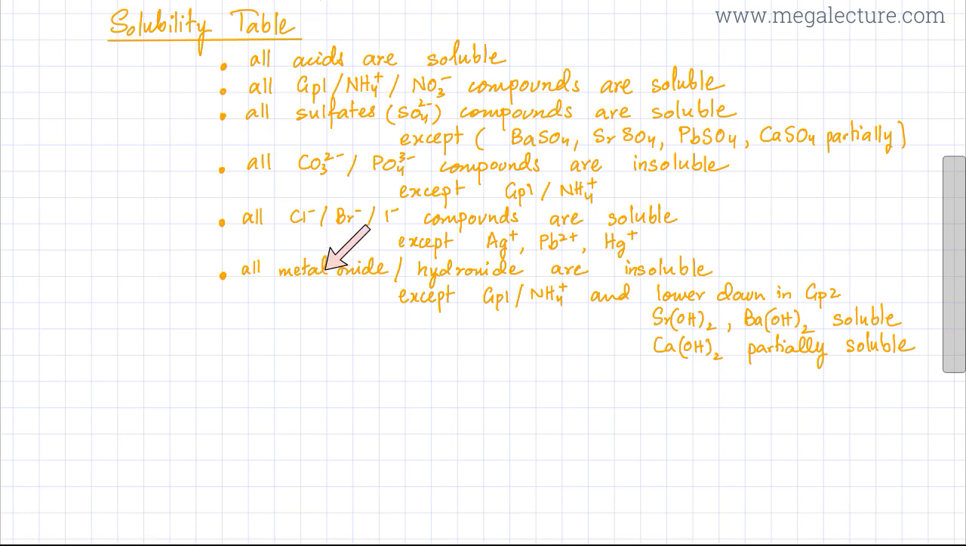Then we move to bases. Metal oxides and metal hydroxides are bases. So they're all insoluble, mostly insoluble. Exceptions are again group 1 and NH4+, which we've already discussed.